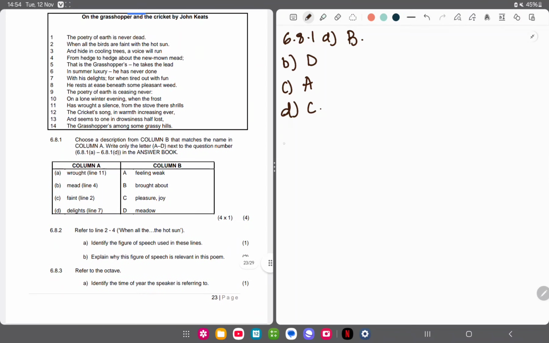And now we have 6.8.2. It says refer to line 2 to 4 and identify the figure of speech used in these lines. Line 2 and 3-4 say when all the birds are faint with the hot sun and hide in cooling trees, a voice will run from hedge to hedge about the new mown mead. It says that when all the birds are faint with the hot sun and hide in cooling trees, a voice will run from hedge to hedge about the new mown mead.